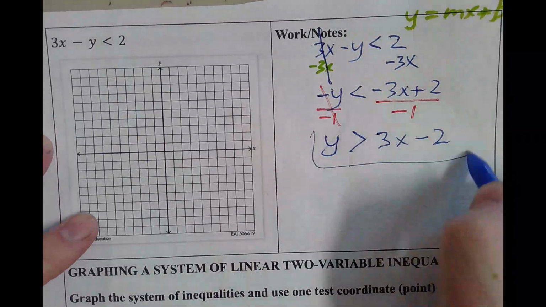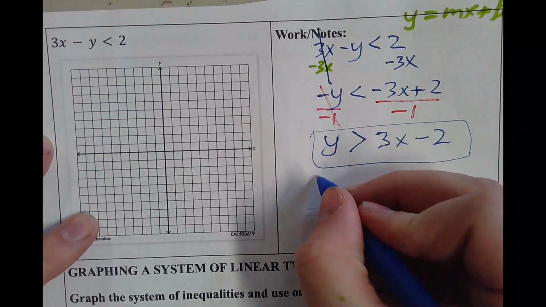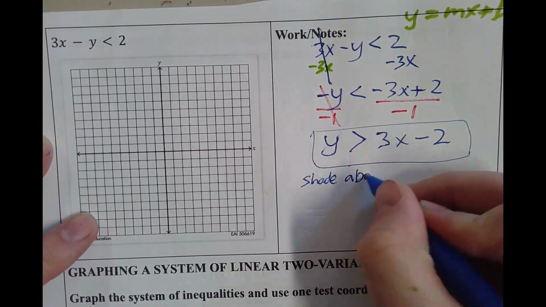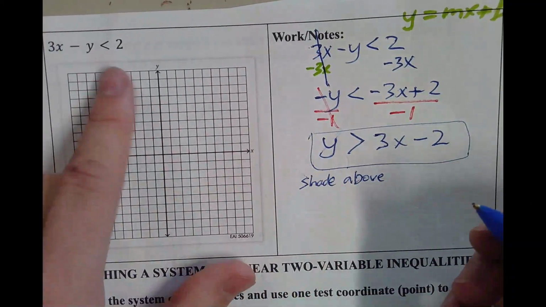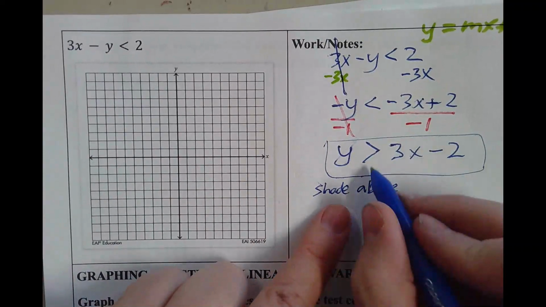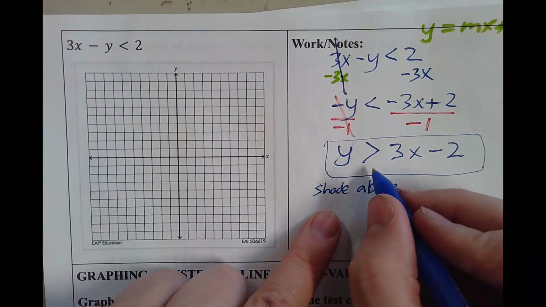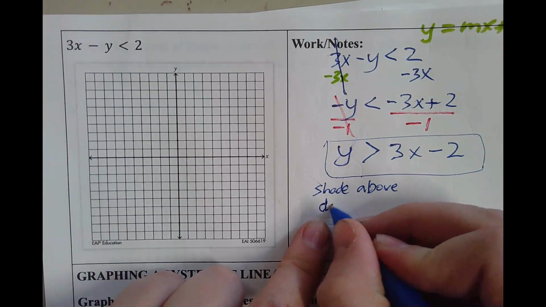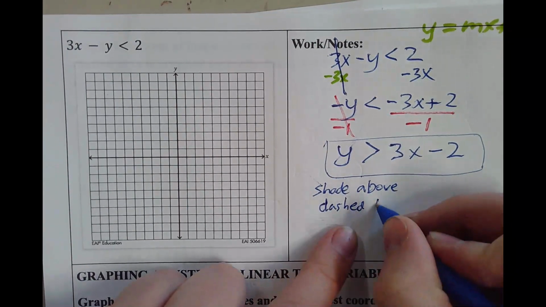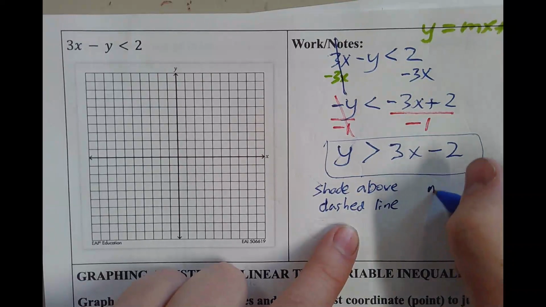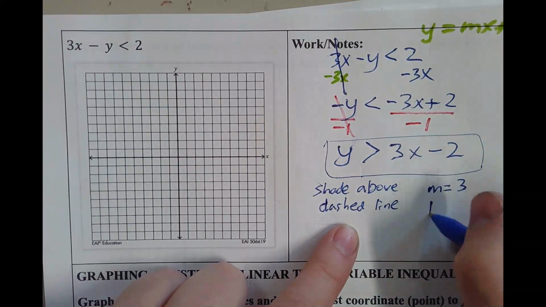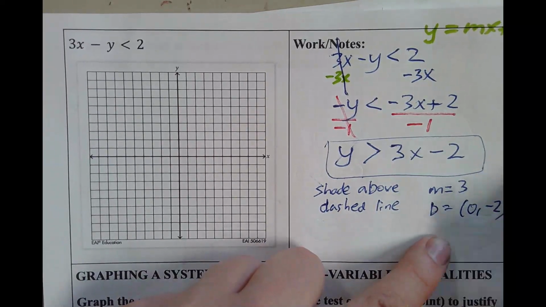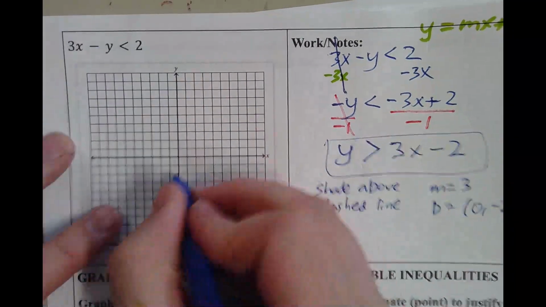All right. So for this symbol, we know we're going to shade above. Alternatively, test 0. I'll show you how to test 0 really quick. Shade above. Is it going to be solid or dotted? Yeah, that's going to be dotted or dashed. Yes. Dashed line. Our slope is positive 3, and our y-intercept is negative 2. Okay, so I'm going to graph 0, negative 2.